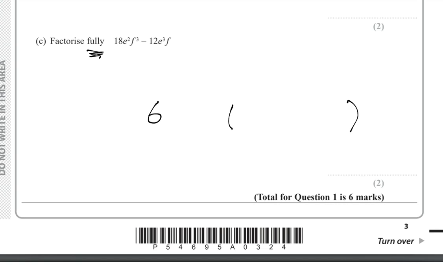Then how many e's? Well, you've got e squared and e cubed, so the biggest power that can come outside is e squared. For the f's, it is f cubed and f, so the biggest is just 1 f coming outside. Then you look at what's needed to make this statement now true. 6 times what makes 18? 3. E squared times what makes e squared? That's just 1, so we can leave that there. F times what makes f cubed? That's f squared.